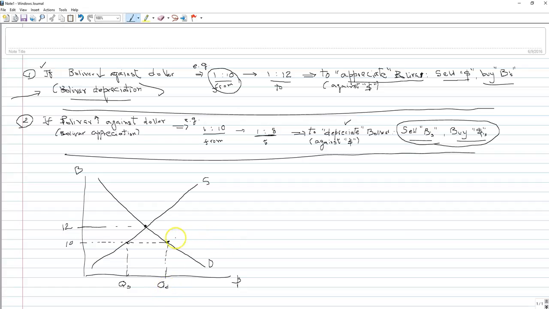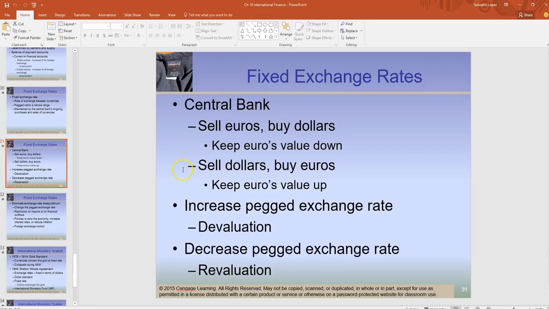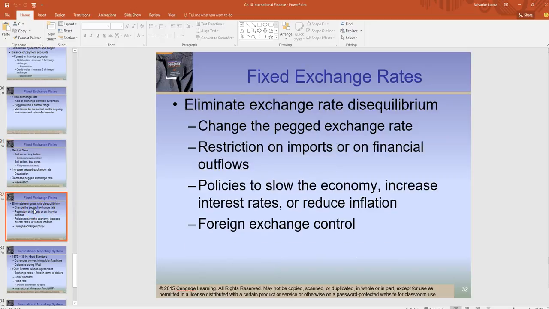So there is a pressure on the price to go up under free market conditions, as we have learned in economics. So what are the alternatives for the country? One alternative is very simple, just simply change the pegged exchange rate and say now that instead of 1/10, it is just 1/12. So this is just a way of acknowledging we can't do anything about it.